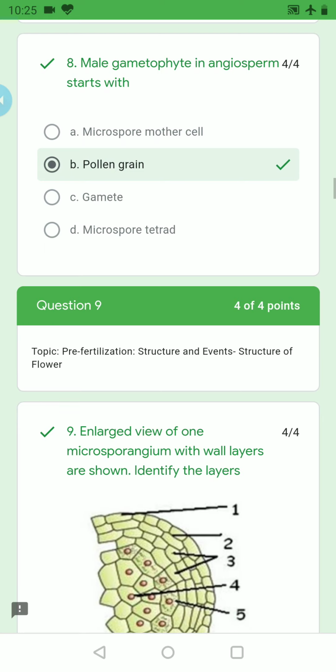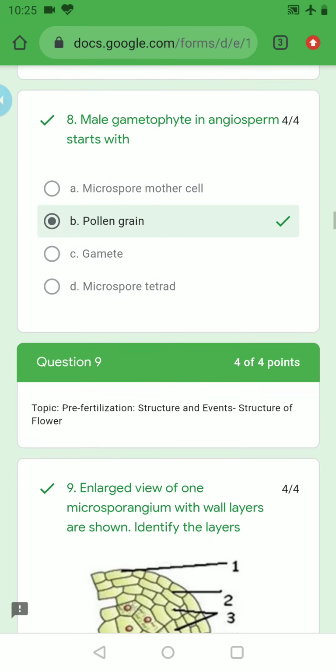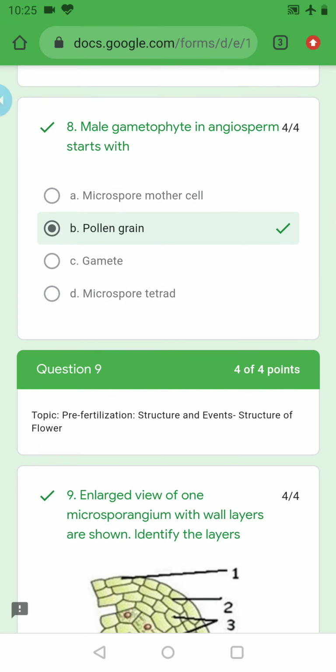The eighth one. The male gametophyte in angiosperms starts with. It's an easy question, we can easily understand. The pollen grains represent the male gamete. I hope you can remember the structure of the mature pollen grain while we were discussing. I told you the pollen grains represent the male gamete, but we can also say male gametophyte, isn't it?